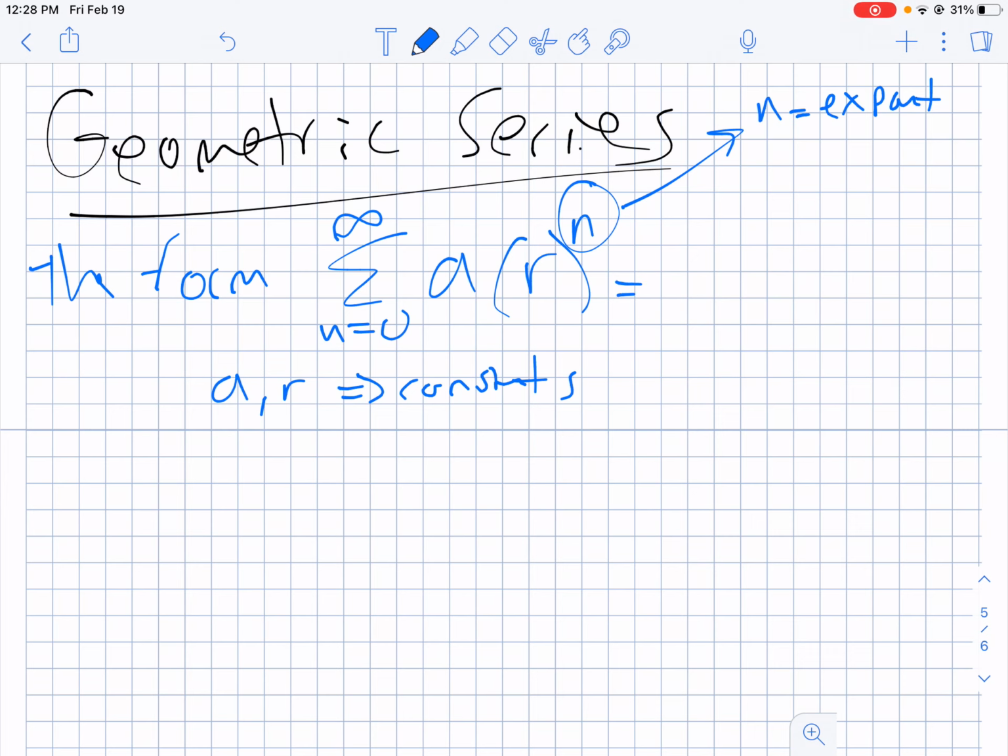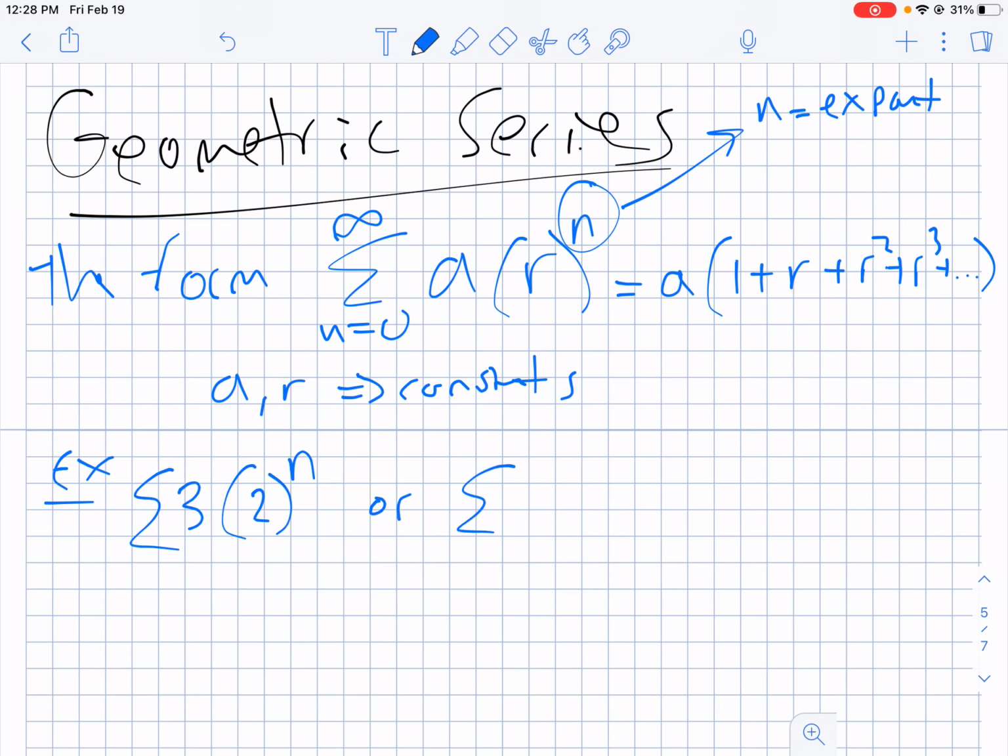So what this looks like is if you factor in a, it's like a r to the 0 plus a r to the 1 plus a r squared plus a r cubed and so forth. So that's the form of a geometric series. Some examples of geometric series we could see, for example, 3 times 2 to the n power. So that'd be like 3 times 2 to the first, 3 times 2 to the second, plus 3 times 2 to the third, and so forth. Or you could have the sum of 1/4 to the n power.